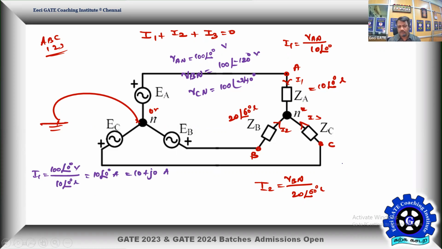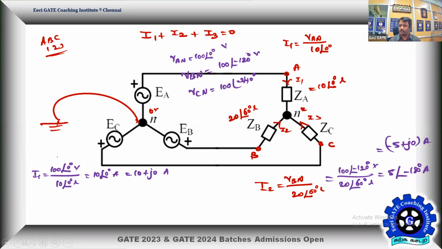Similarly, what is your I2? I2 is equal to VBN. What is VBN? VBN is given as 100 at an angle minus 120 degree volts, the whole divided by 20 at an angle 60 degree ohms. So what current are you getting? 100 by 20 will be 5, and the angle is minus 120 minus 60, so 5 at an angle minus 180 degree amps, which is nothing but minus 5 plus j0 amps in rectangular form.